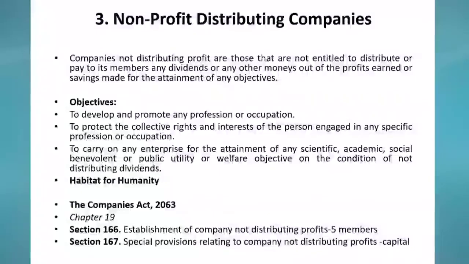And the third modern type of company I've included here is non-profit distributing companies. So companies not distributing profit are those that are not entitled to distribute or pay to its members any dividends or any other monies out of the profits earned or savings made for the attainment of any objectives.